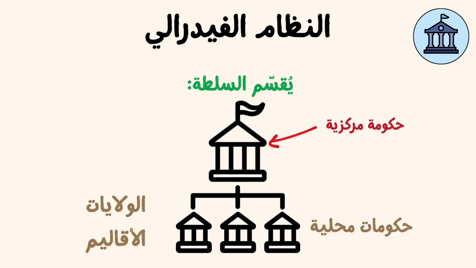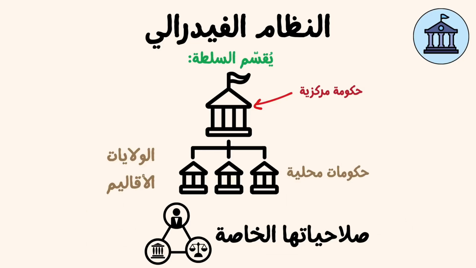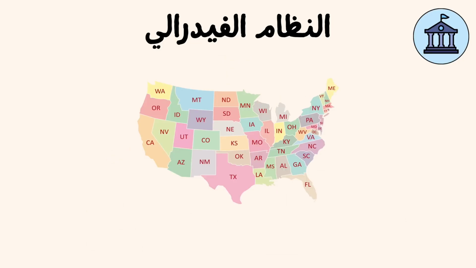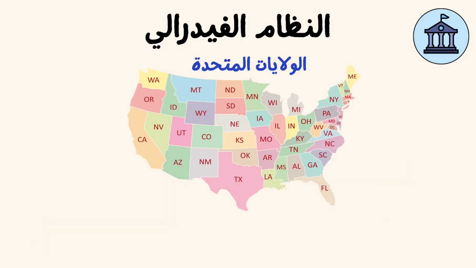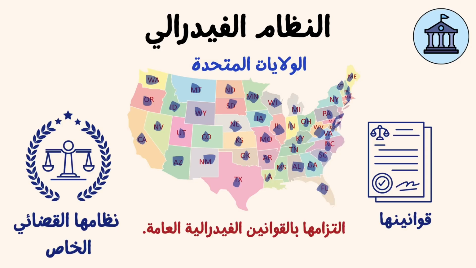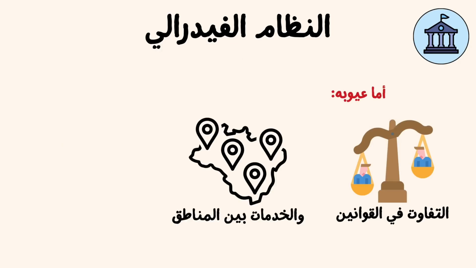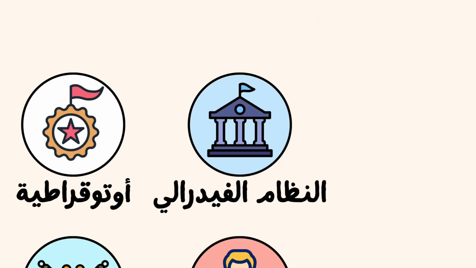The federal system divides power between a central government and local governments such as states or regions, where each level has its own authority. It is often used in large and diverse countries to facilitate governance and provide flexibility in management. For example, the United States, where each state has its own laws and judicial system while still adhering to general federal laws. Its disadvantages include inconsistencies in laws and services between regions and the potential for conflict between central and local authorities.